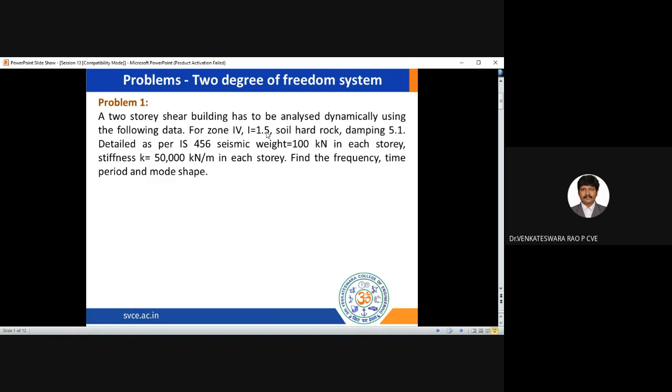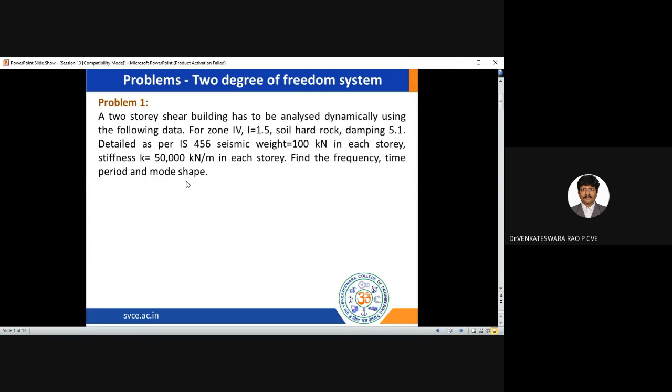And then regarding the soil strata, soil hard rock, they have given the condition of the site. Then damping 5%. So this data is not important for the time being. Okay. So detailed as per IS 456, seismic weight equal to 100 kilonewton in each story. Stiffness K equal to 50,000 kilonewton per meter in each story. So find the frequency, time period, and mode shape.